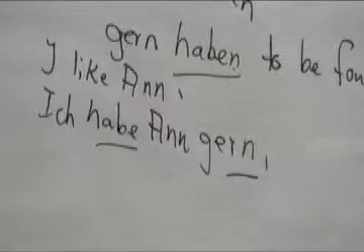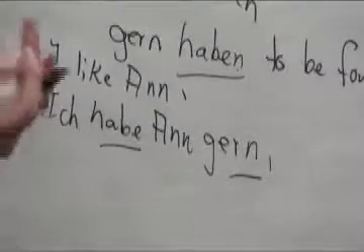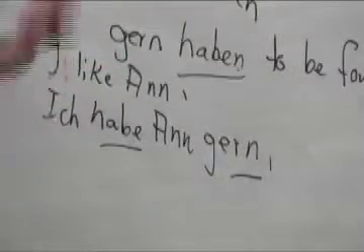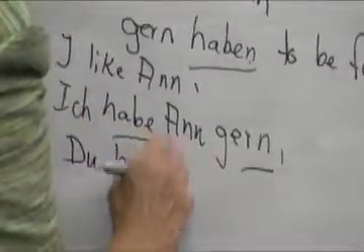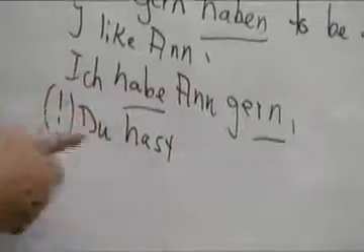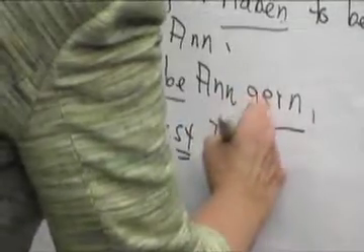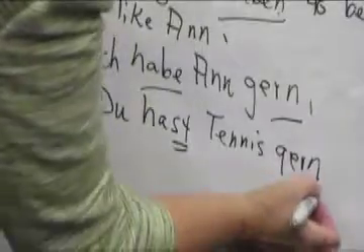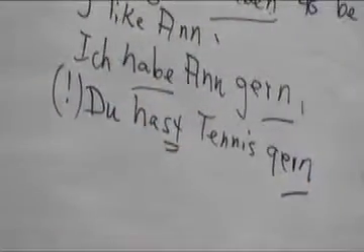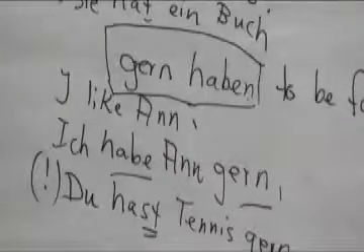How would you say you are fond of, for example, if you have a hobby, you are fond of tennis, yeah? You could say du, and then the verb again, du hast, remember, the alarm bell needs to go off because hast is irregular. Du hast Tennis gern. So we can either be fond of a person or a thing. But that's how gern haben is used in a sentence. Alright, that's enough for haben.